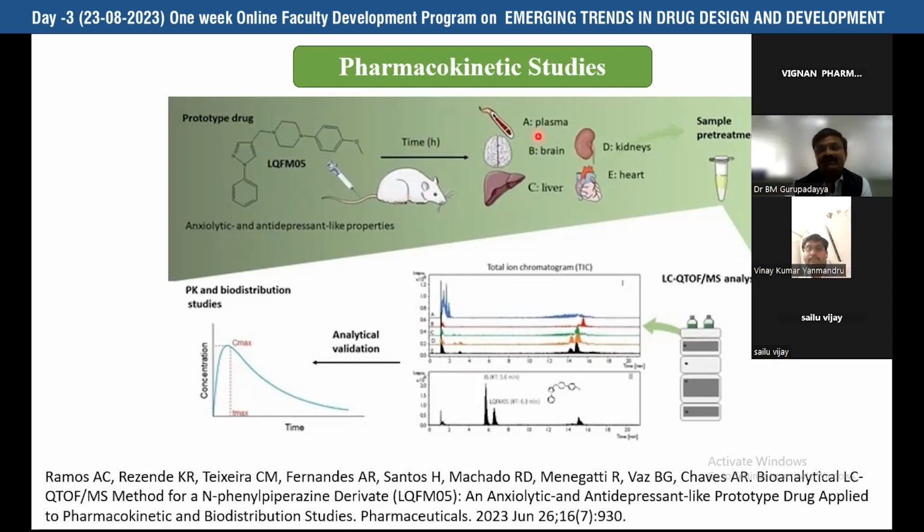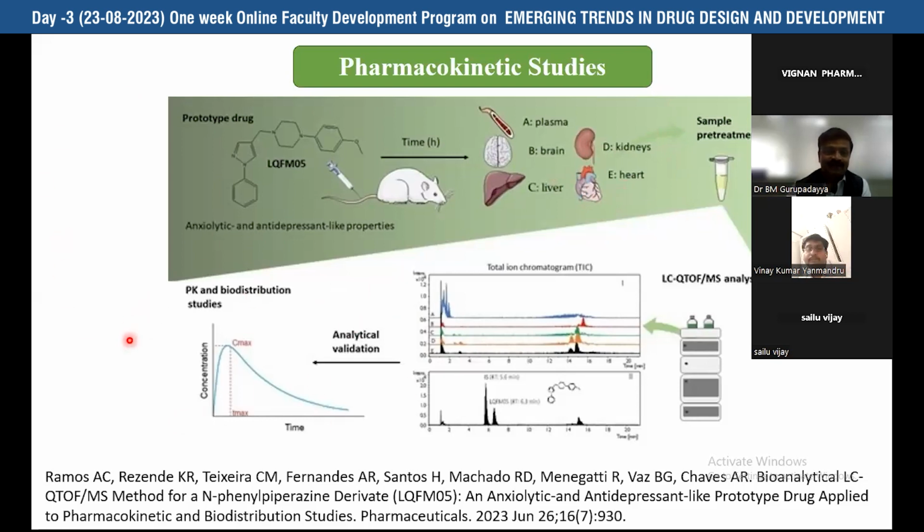Suppose you wanted to identify the drug in the plasma, or the concentration of the drug in the brain, or in the liver. These are all processes where you can identify how the drug is distributed, and how much of the drug is retained in the liver, the brain, or the plasma. This can be identified by using pharmacokinetic studies only. Of course, there are different parts that can be identified by using kinetic studies.